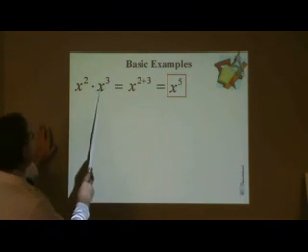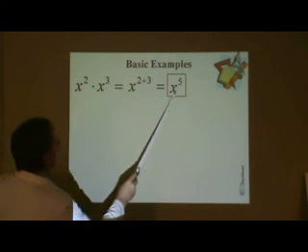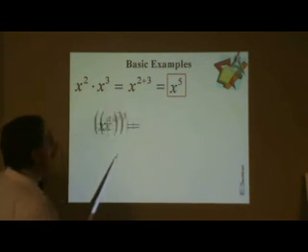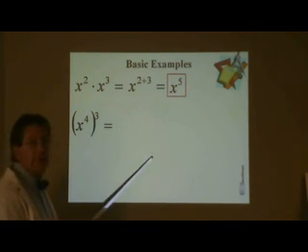If you plugged in a number for x, you'd get the same exact result from this as you would from this. You can do it on a calculator or do it by hand, but you'll get the same number if you do the same thing.